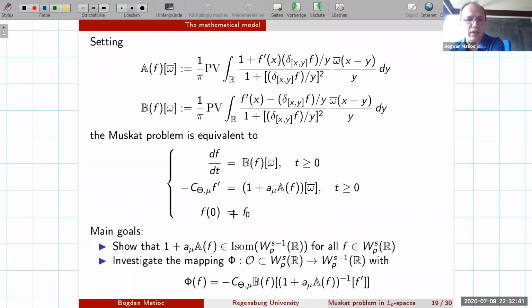And the idea is to show that 1 plus a mu A(f) is an isomorphism from W^{s-1,p} to itself. And if this is the case, then we can invert this equation and determine omega bar explicitly in terms of f. And then we plug in omega bar in the evolution equation, and we are left with an equation of the type df/dt = phi(f), and phi(f) is this operator. So instead of omega, we put this minus c theta mu, and this is the inverse of this operator applied to f prime.